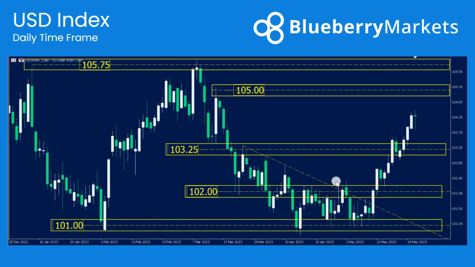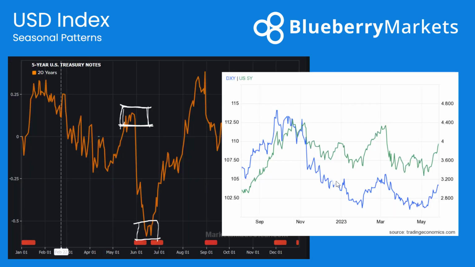Going on to the US dollar index then, we've actually got some interesting stuff on the US dollar. I'm going to flick over to the next slide, because I've been looking at some seasonal data, and I've been looking at the 5-year US Treasury notes, because there was a potential signal forming to look at the potential for the 5-year Treasury notes to dip at the end of May into the middle of June. I've also put in a chart here that is the US dollar index and the US 5-year Treasury notes, just to show you how correlated the two are.